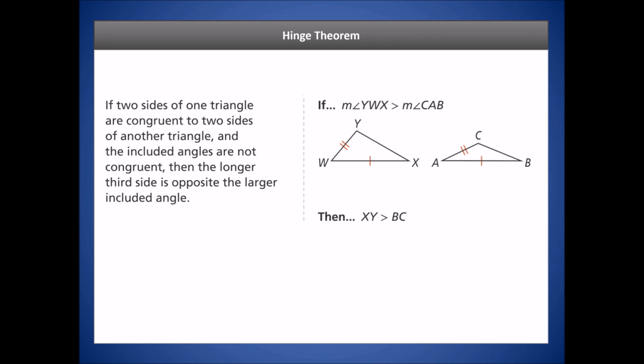Let's go ahead and define the Hinge theorem. If two sides of a triangle are congruent to two sides of another, and the included angles are not congruent, then the longer third side is opposite the larger included angle. In this case, the included angle is the angle between the two congruent sides right here. So if the left angle is greater than the right angle on the right triangle, then the opposite side is larger for the larger included angle, and therefore XY is greater than BC.